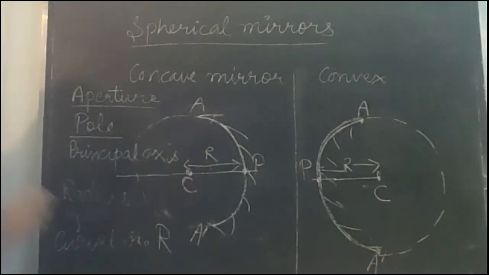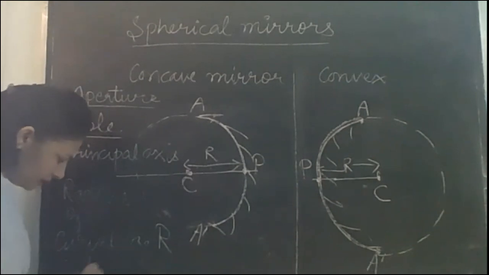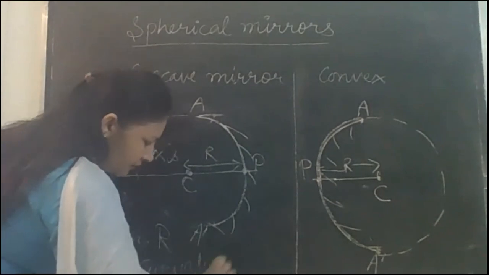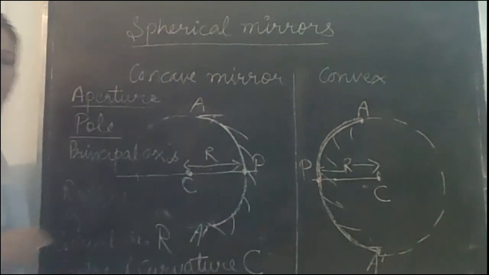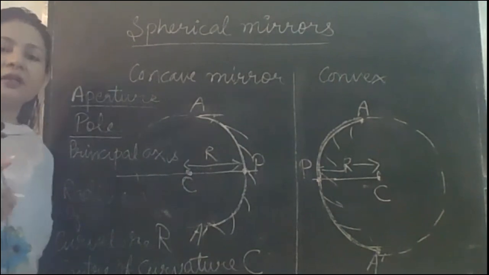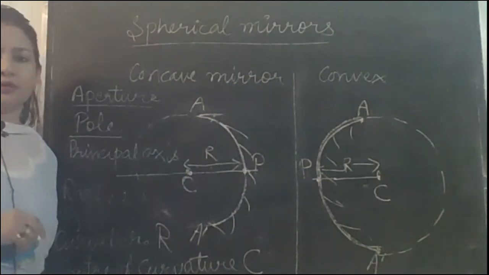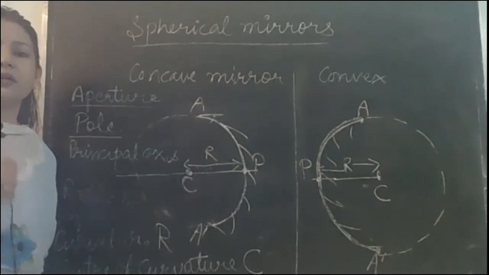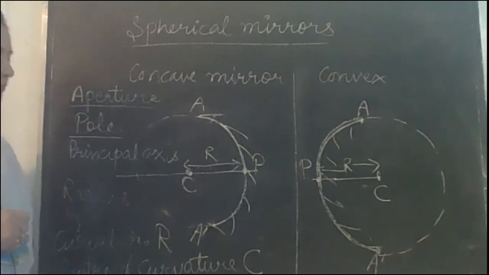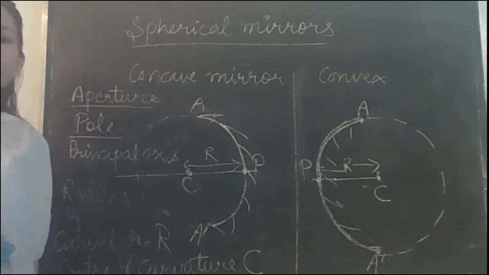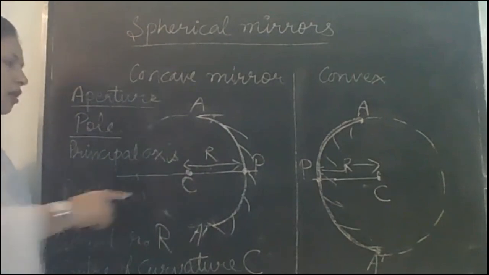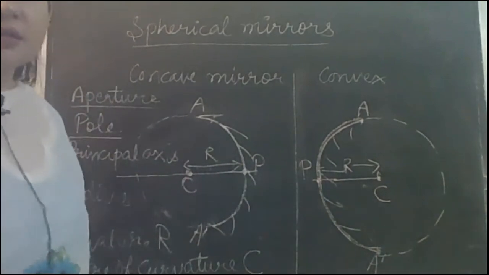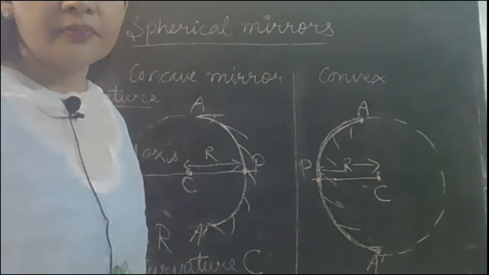Next term is center of curvature, C. It is the center of the sphere of which the mirror is a part. The center of the sphere of which the mirror is a part, that is called the center of curvature C. All right, students, is this clear to you?